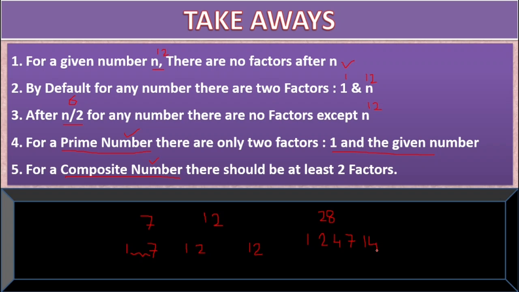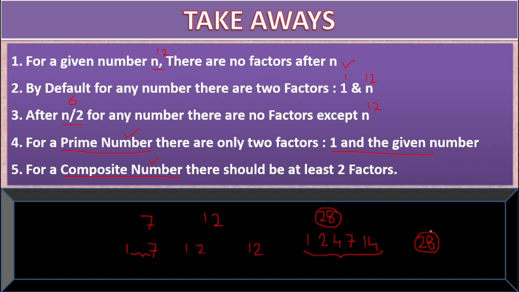And after 14 there are no factors except 28. Now if I take up to this point and sum them: 14 plus 7 is 21, 21 plus 4 is 25, plus 2 is 27, plus 1 is 28. Here I am not taking 28, right?